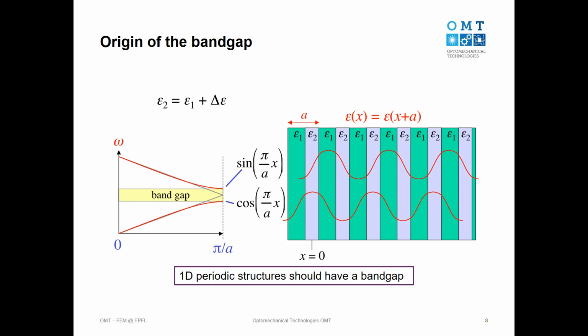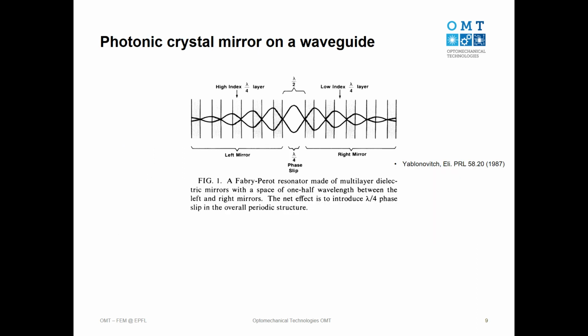So by this simple calculation, I demonstrated for you that for a 1D periodic structure, you should have a band diagram where the dispersion relation is folded at these points. So your band should open up, and this is called the forbidden band gap, where you no longer have any propagating modes.